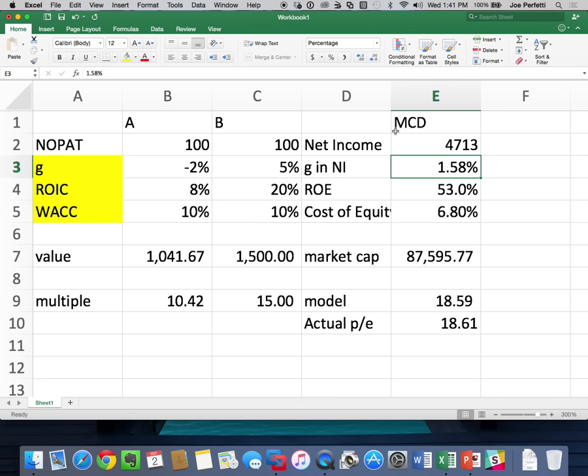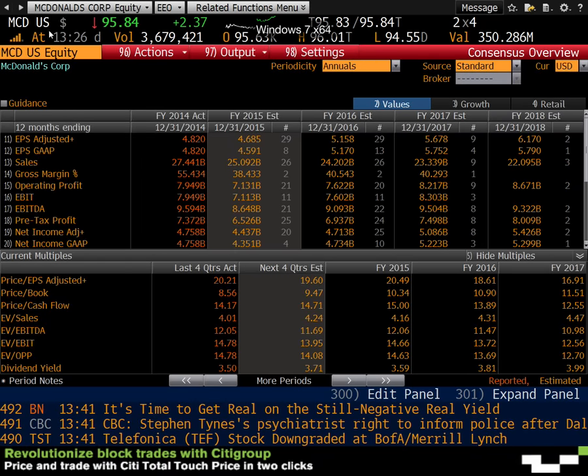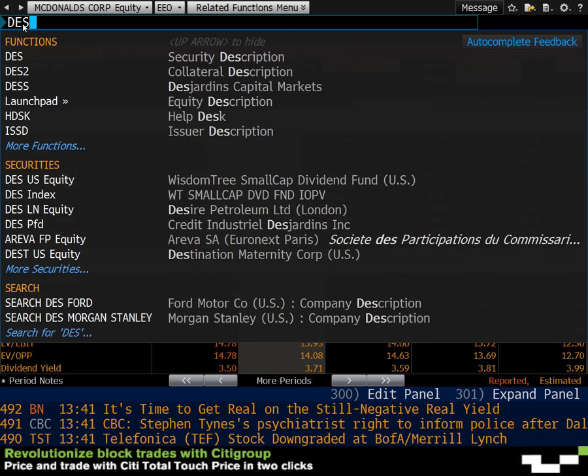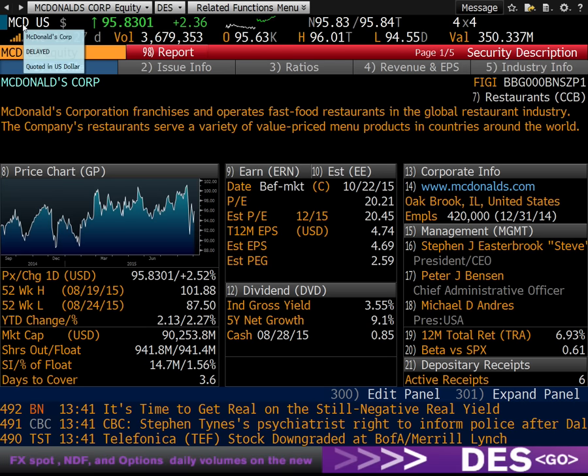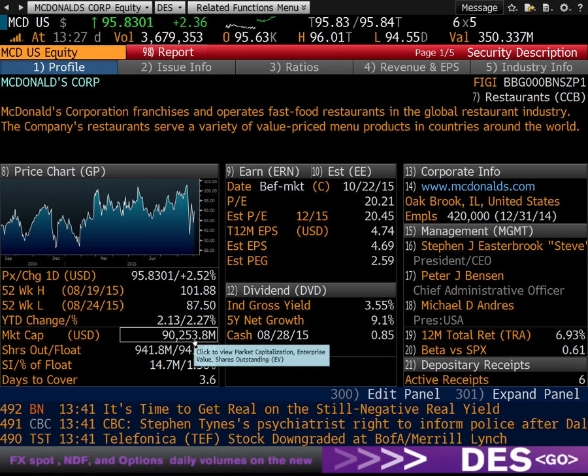So basically, somewhere around 1.6% growth is what the market is using today for the long-term growth rate. That gets me a PE. By the way, what's the market cap of that? 87 billion and 595 million. If I go back to Bloomberg and I type in DES, which stands for description, that's where Bloomberg calculates a current market cap. I'm pretty close.